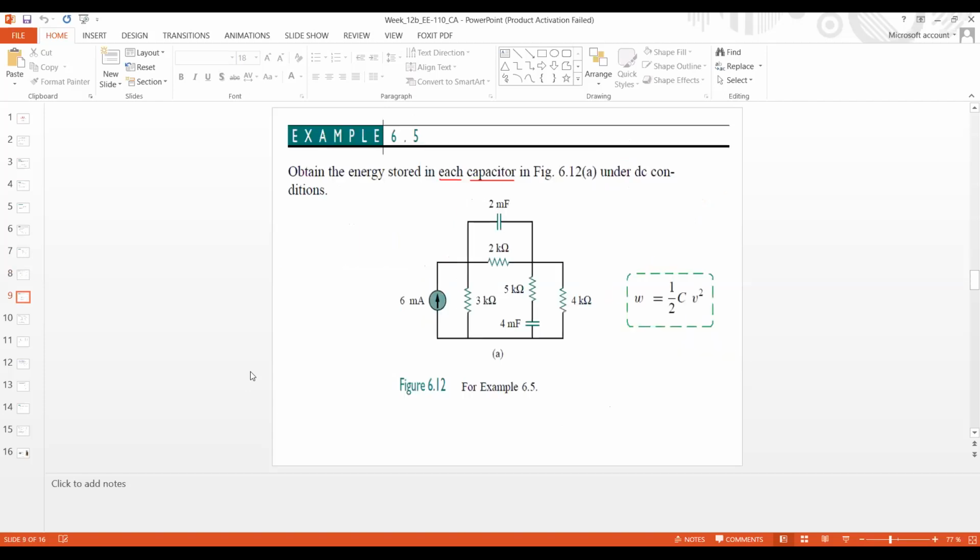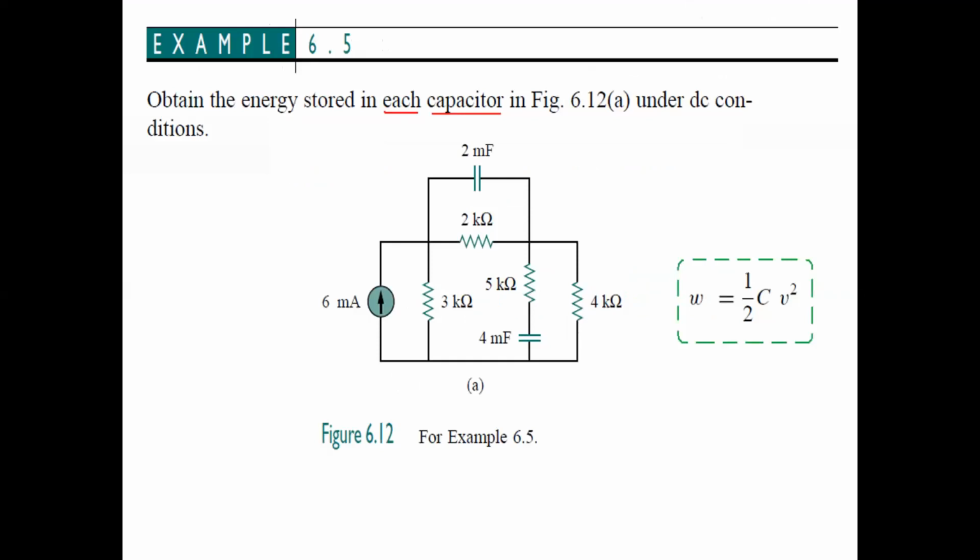Next, we move on to example 6.5, in which we have to find the energy. It is very simple. Obtain the energy stored in each capacitor. As you can see, let me amplify the slide. There are two capacitors. One is parallel to the 2 kilo ohm resistor and its value is 2 millifarad, and the other capacitor is in series with the 5 kilo ohm resistor and its value is 4 millifarad.